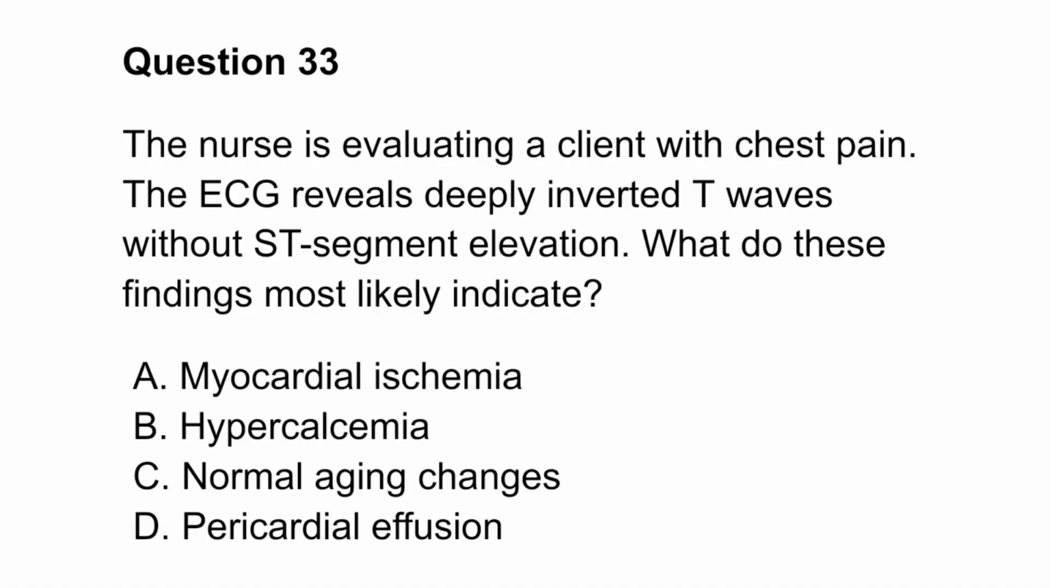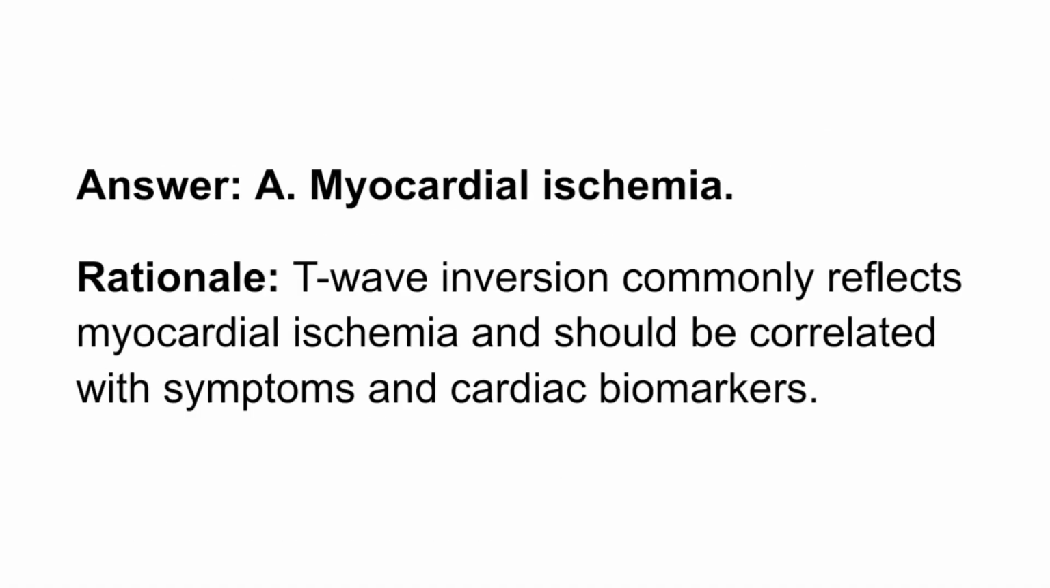Question 33. The nurse is evaluating a client with chest pain. The ECG reveals deeply inverted T waves without ST segment elevation. What do these findings most likely indicate? A. Myocardial ischemia. B. Hypercalcemia. C. Normal aging changes. D. Pericardial effusion. Answer: A. Myocardial ischemia. Rationale: T-wave inversion commonly reflects myocardial ischemia and should be correlated with symptoms and cardiac biomarkers.